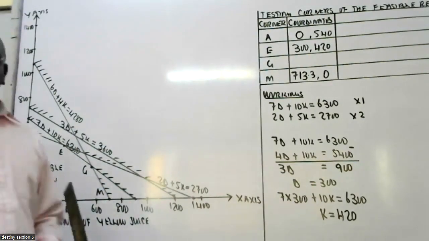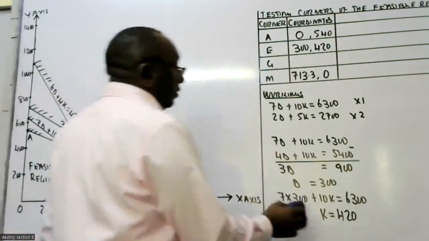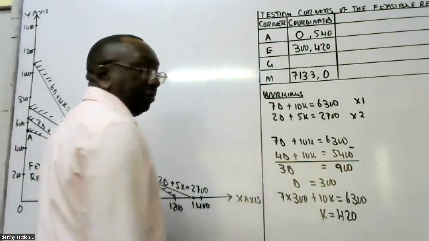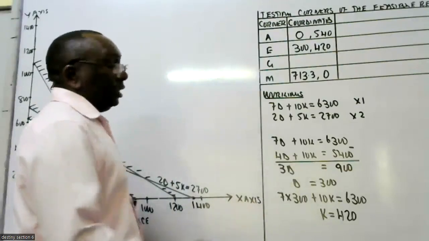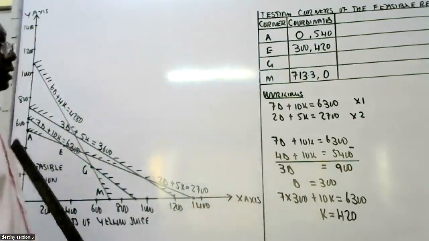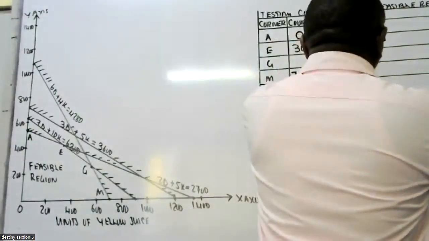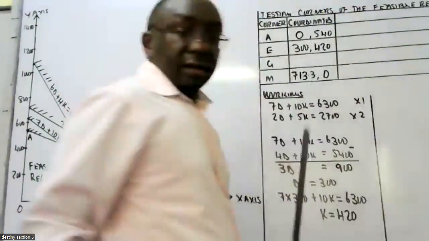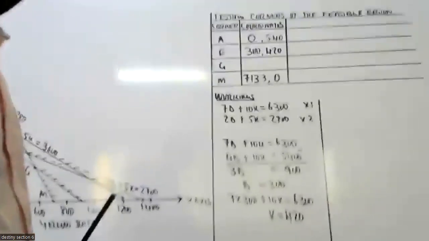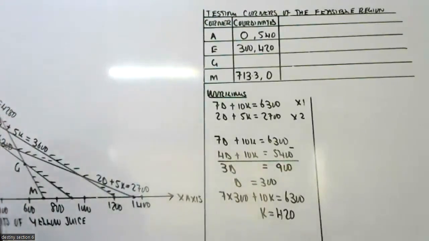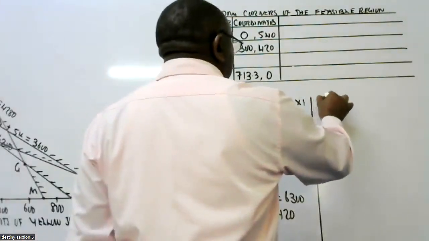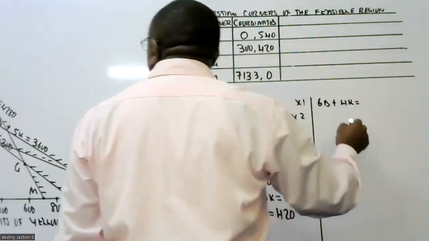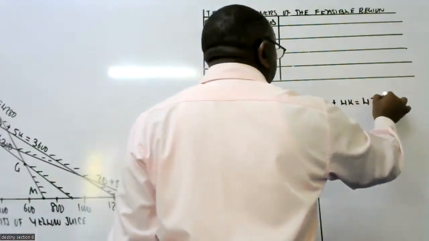And let's do the same for G. Maybe I can write up here for G. When I come to G, I look at the lines that make up G. It is this line of 6D plus 4K. 6D plus 4K is equal to 4280.